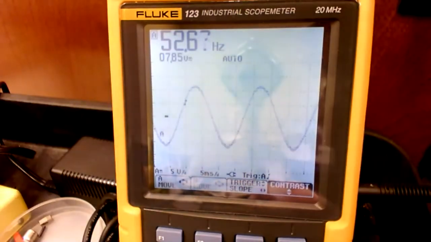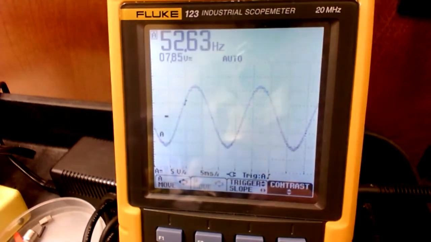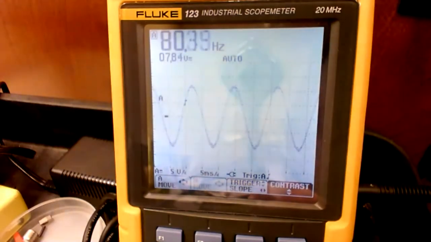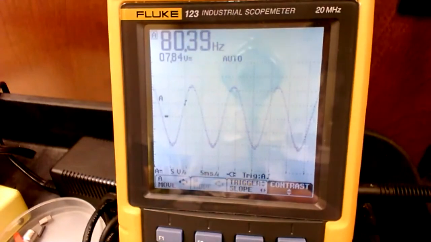Now I don't have as many cycles per second. I've got 52 cycles per second now. And then if I speed it up, then I have more of them in a given amount of time. You see that? It puts more of them on the screen. You see that?